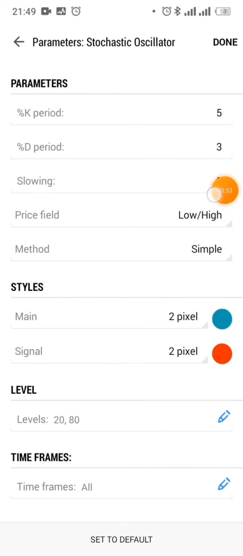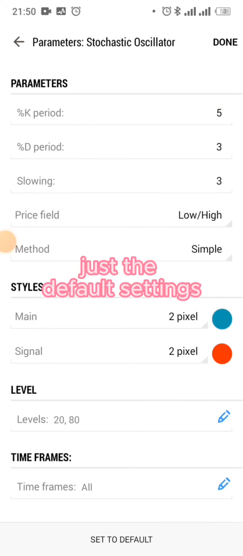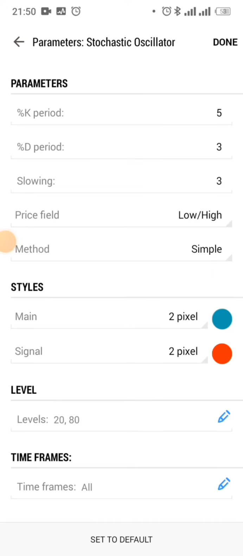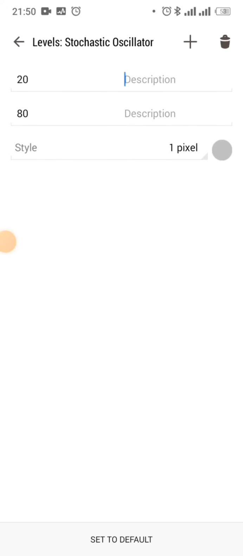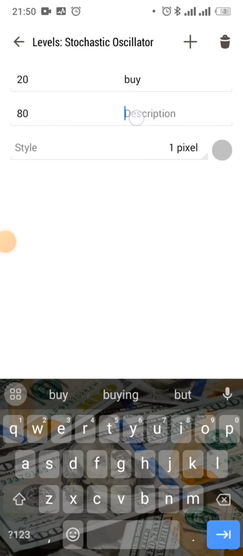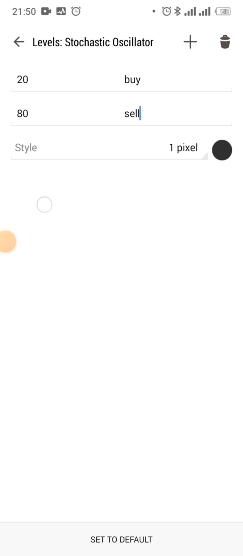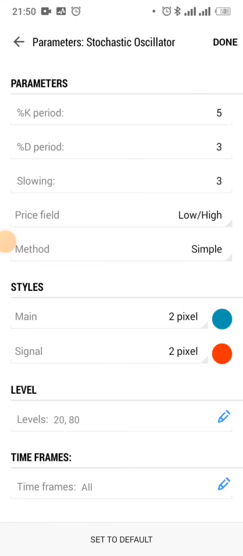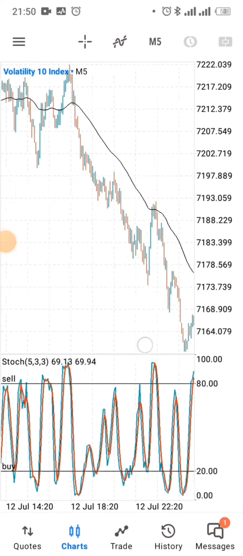I'm just using the default settings. I didn't choose to change anything because it doesn't change that much. It's 5, 3, 3. Then those colors, everything just remains the same. Then over here, if you want to label, you can just label this buy over here and sell over there. Then I may change the color and the thickness. That's it, that's all I changed. So that's what it looks like now.